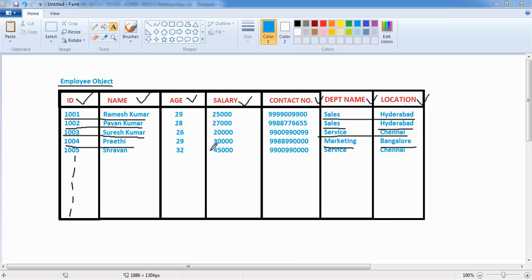So now here in this case, if I'm storing the whole data of my application or my employees inside a single table, then what is the problem? What kind of problems will arise?